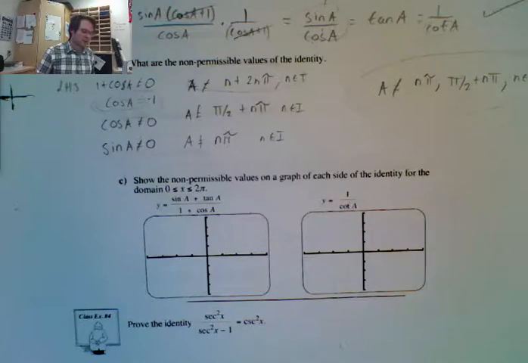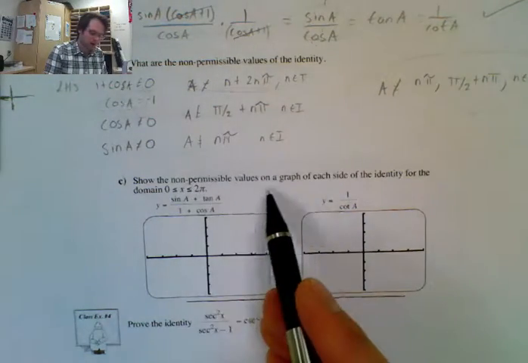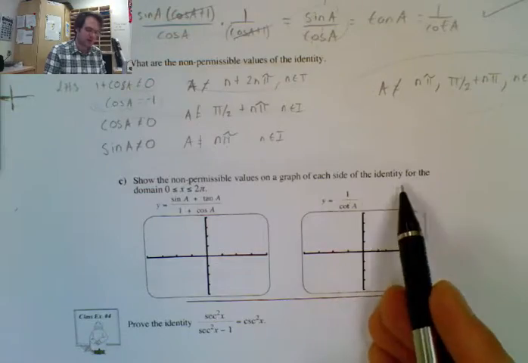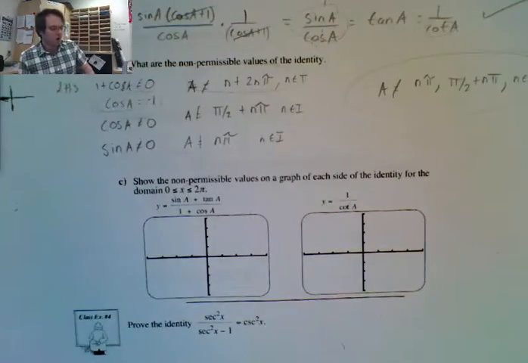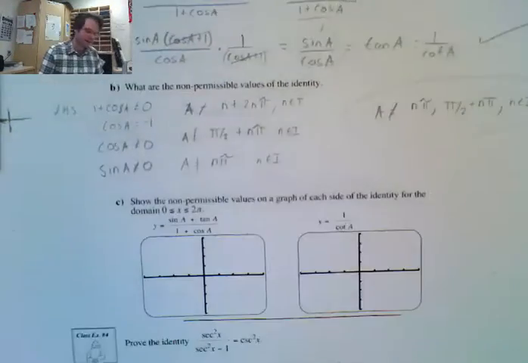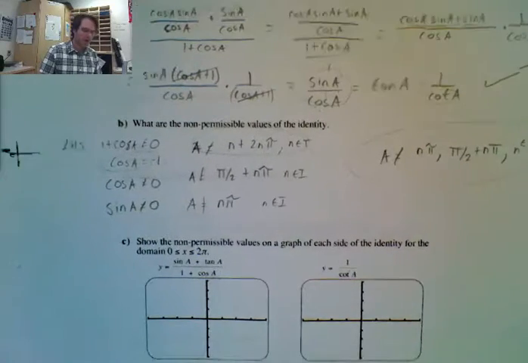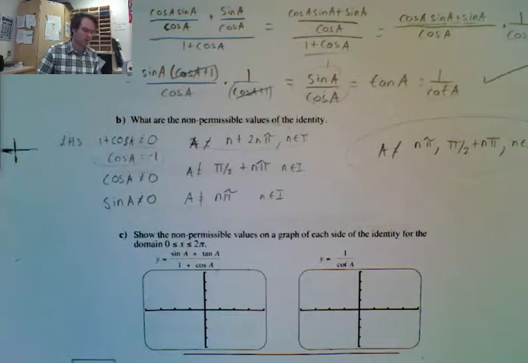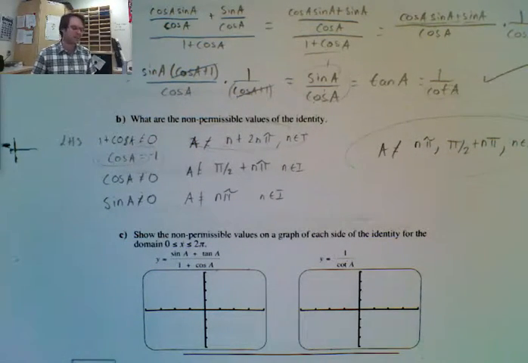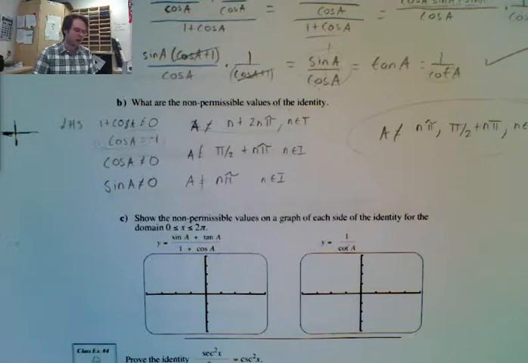So for C, it wants us to show the non-permissible values on the graph of each side of the identity. So on my left side here, we have quite a few different types of non-permissible values. We have points of discontinuity and vertical asymptotes.